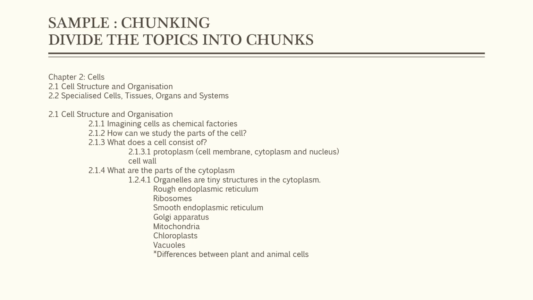Imagining cells as chemical factories, how can we study the parts of the cell, what does a cell consist of, we have the living, and how about the cell wall. You need to know what the cell wall is and what the parts of the cytoplasm are. In the cytoplasm, you are able to see tiny structures. These structures can be rough endoplasmic reticulum, ribosomes, smooth endoplasmic reticulum, Golgi apparatus, mitochondria, chloroplast, and vacuole. After knowing all that, you can differentiate a plant from an animal cell.